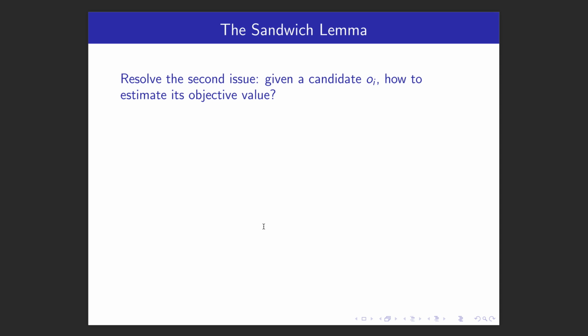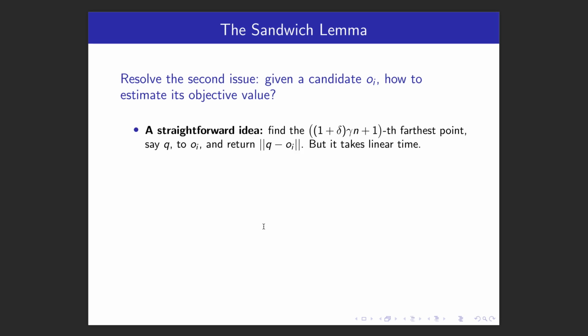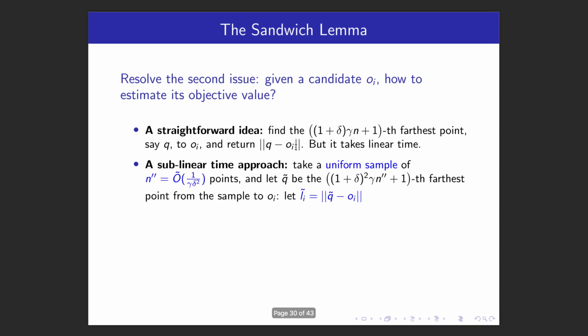And then we consider the second issue. Suppose we are given a candidate solution Oi, we need to estimate its objective value in sublinear time. So here is a straightforward idea. We just need to find the (1 plus delta) times gamma n plus 1's furthest point to Oi, and we return this distance from Q and Oi. But obviously, this approach will take linear time, right? So how to reduce the complexity to be sublinear.